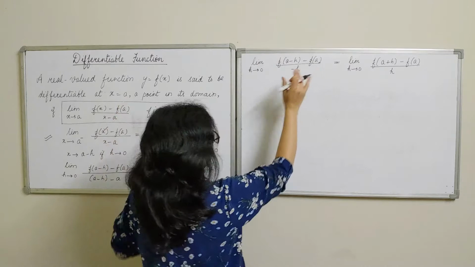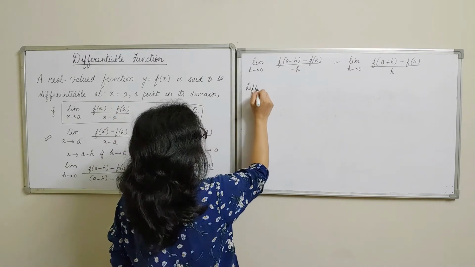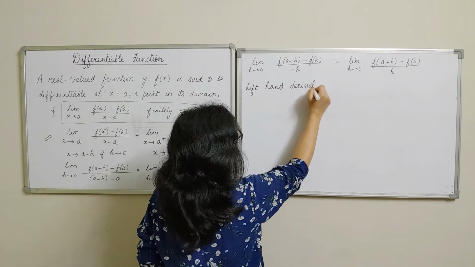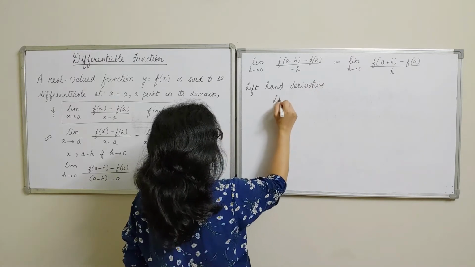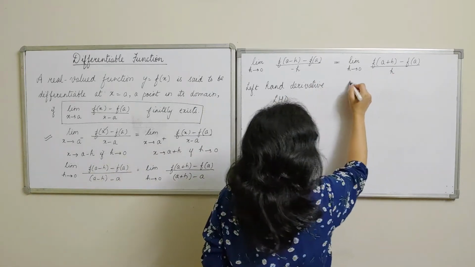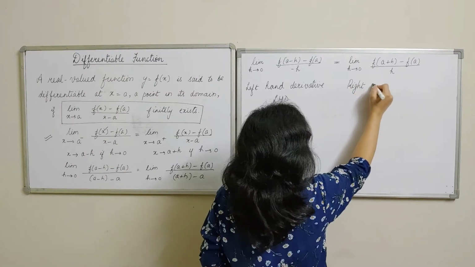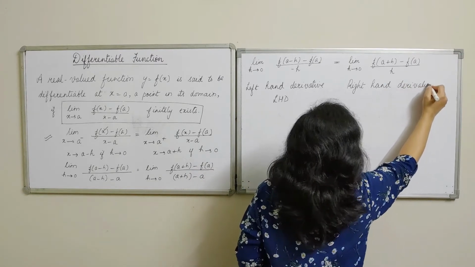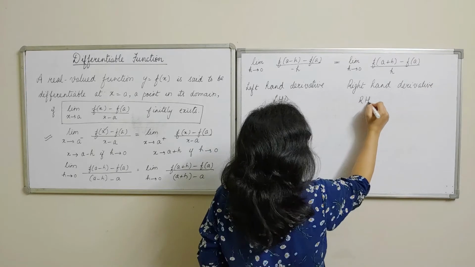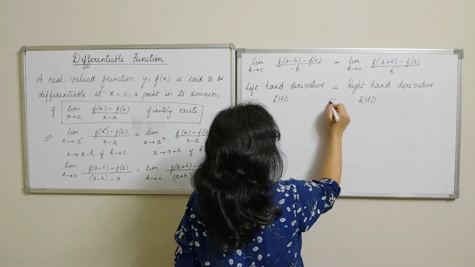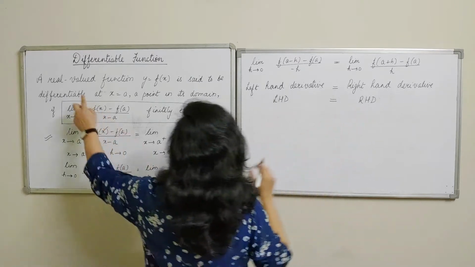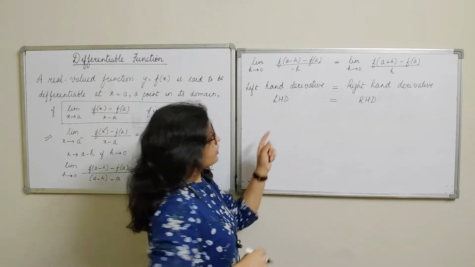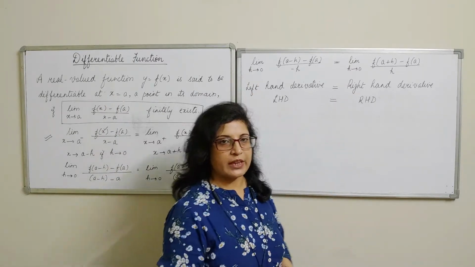What you see here on the left hand side is an expression which we shall now call the left hand derivative, in short LHD. Likewise, this is the right hand derivative, in short written as RHD. Whenever the left hand derivative is equal to the right hand derivative, the function is differentiable at the point x is equal to a. Although these are limits only, now we shall be calling them the left hand derivative and the right hand derivative.